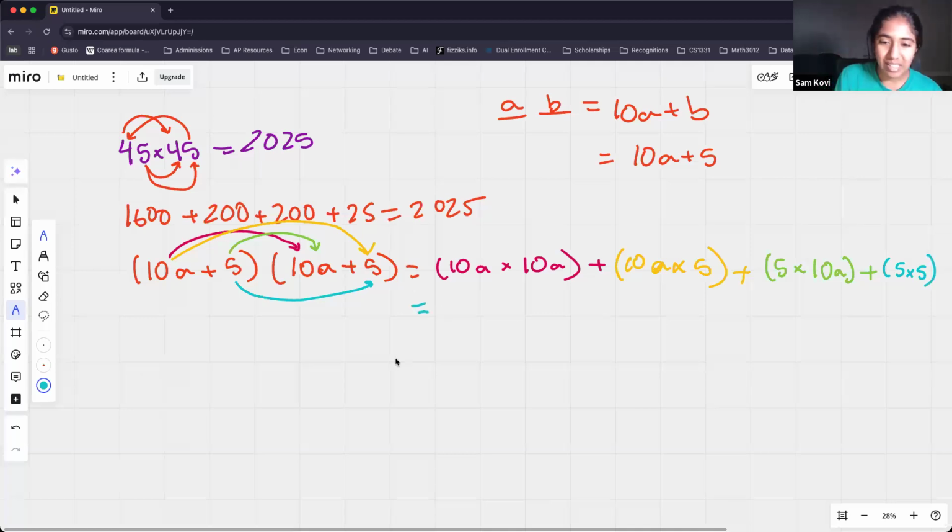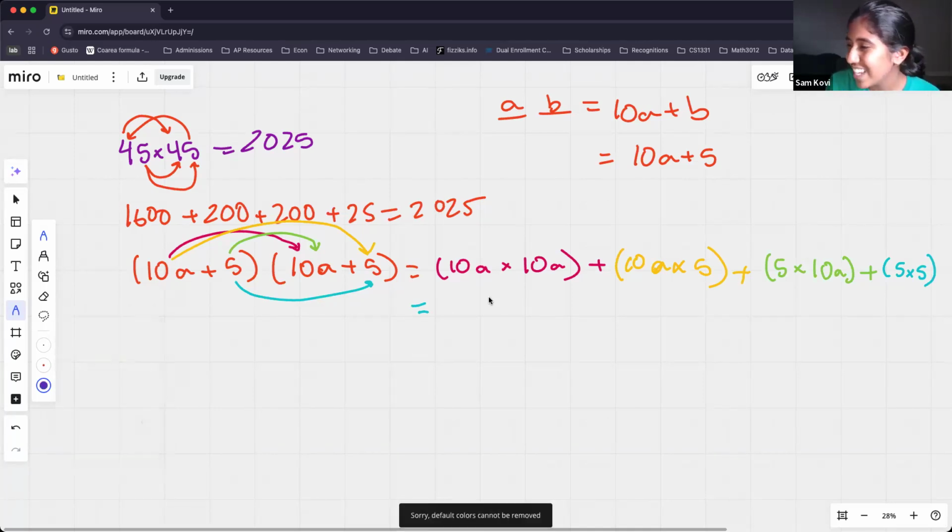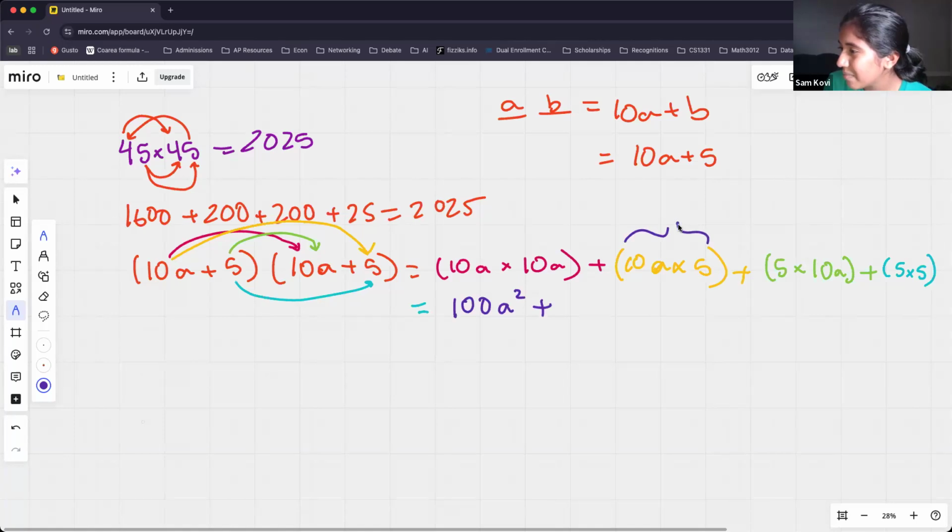Cool. So now if we take a look and expand this, what do we get from 10A times 10A? Be careful. Remember that because this is 10A times 10A, it is 100A squared. Yeah, perfect. I see a lot of you guys correcting yourselves. That is absolutely correct. So this is 100A squared plus, what is 10A times 5? 50A, good. So this part is 50A. And this part is also 50A because it's the same numbers multiplied together.